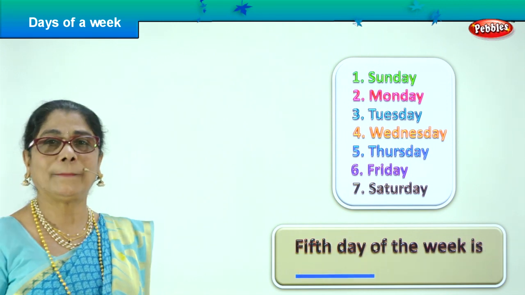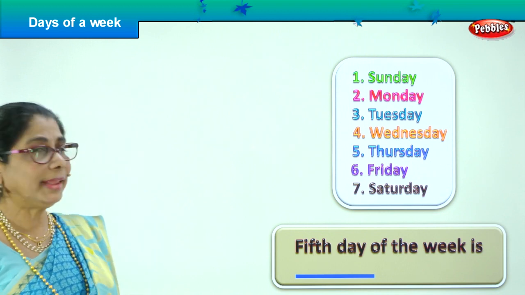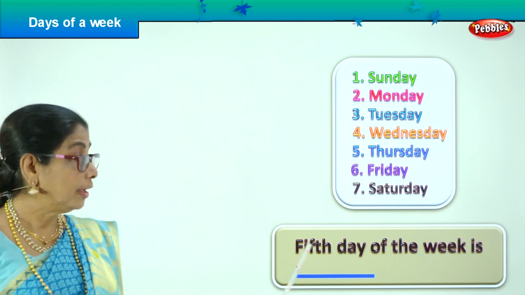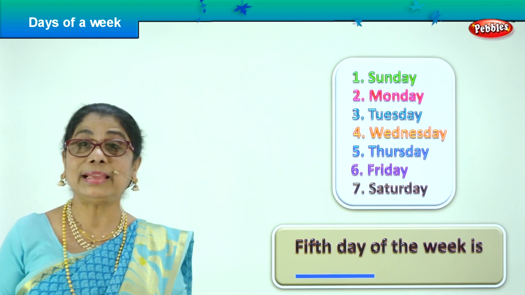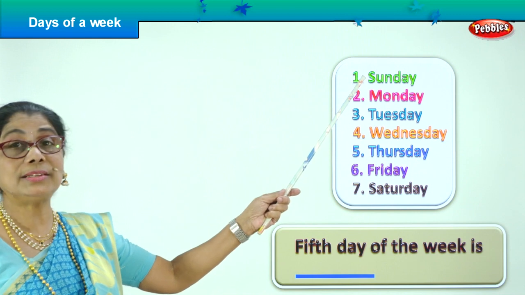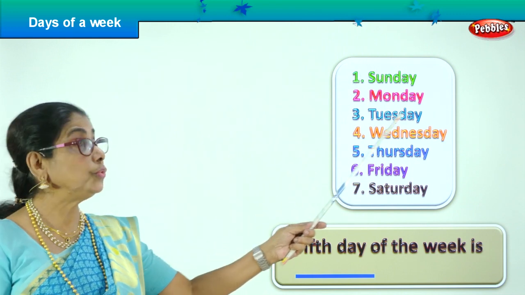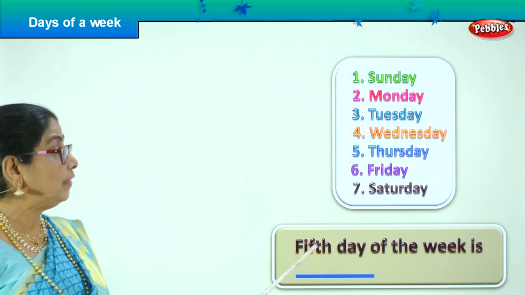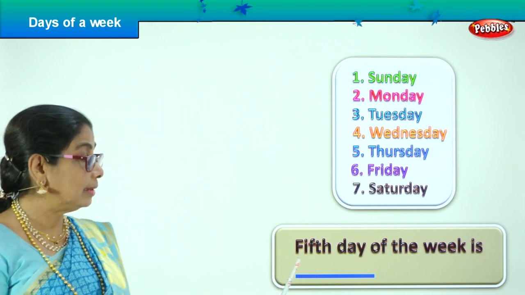Let's go on. Look what we have here. Okay, we have some more to do. Let's read. Fifth day of the week is dash. They're asking for the fifth day. First day is Sunday. Second is Monday. Third is Tuesday. Fourth is Wednesday. And the fifth day of the week is Thursday. So we write it here. Thursday.